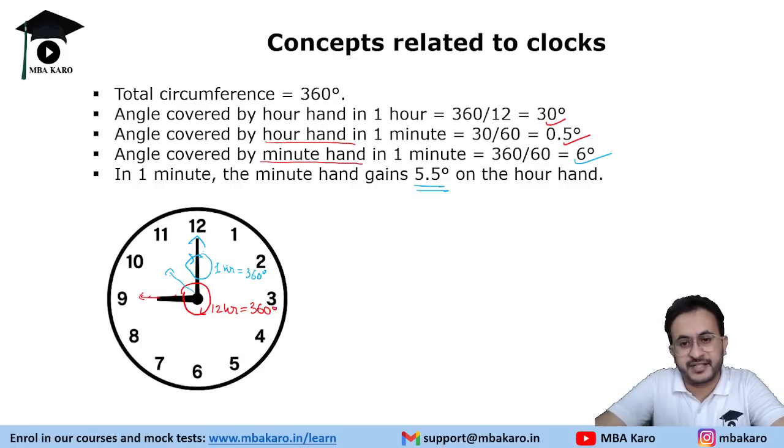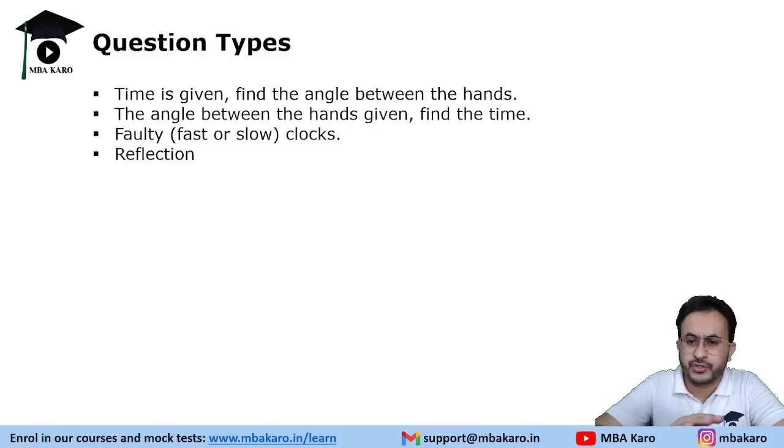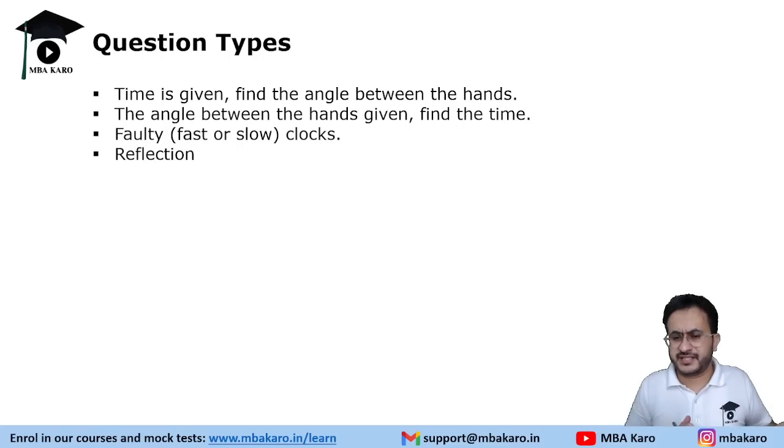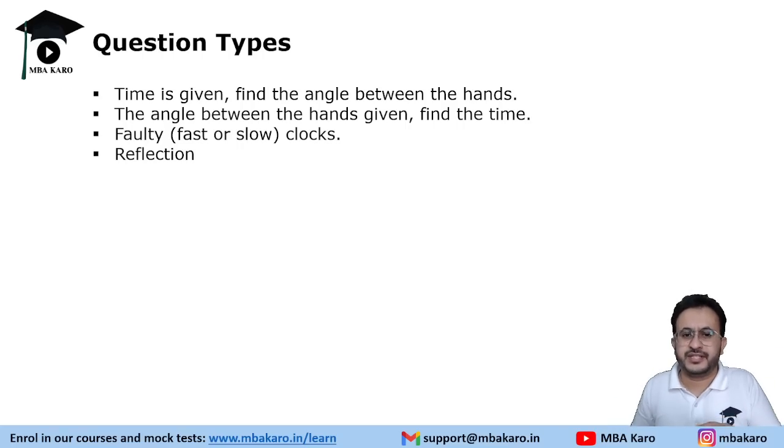Now let us see the different kinds of questions. There will be primarily 4 types of questions. First, the time is given and you are asked the angle between the hands. So they will say that it is 6:30, what is the angle between the hands? Second type of question is where the angle is given and we need to find the time.